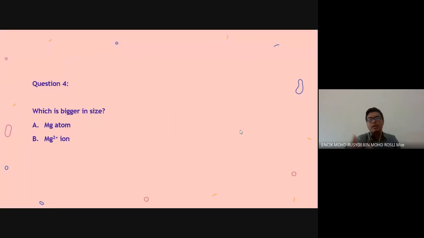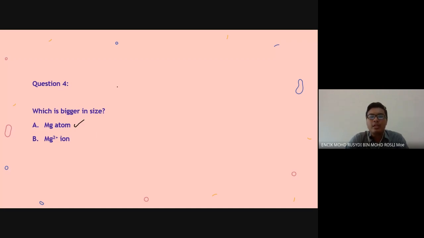So cuba jawab soalan ni. Which is bigger in size? Okay, just cakap saja A or B. Siapa-siapa yang ada kat dalam class point tu boleh type juga, pilih A or B. Oh, ada jawab A, ada jawab B. Okay, so jawapan yang sebetulnya adalah A lah sepatutnya.